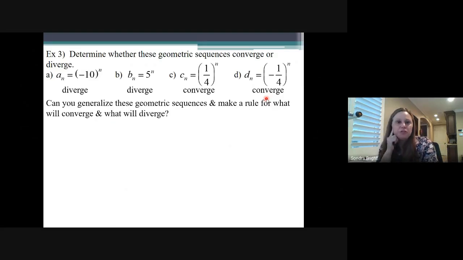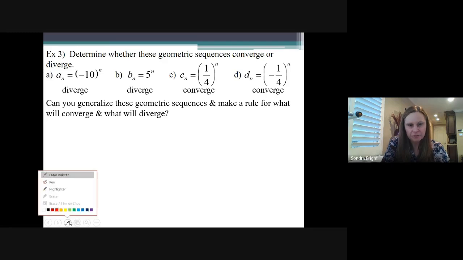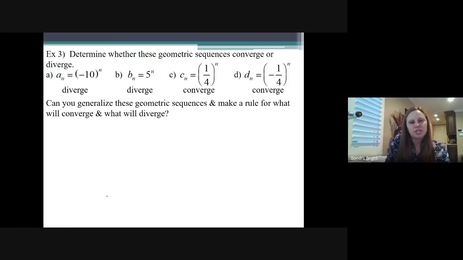All right. Can you generalize these geometric sequences and make a rule for what will converge or diverge? Can you tell? You've learned it before. Geometric sequences. Because these are like infinite sequences. Do you remember the sum of a geometric series? You can only find the sum when the absolute value of r was less than 1.